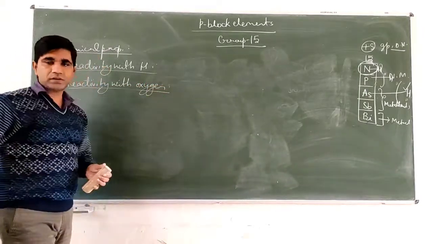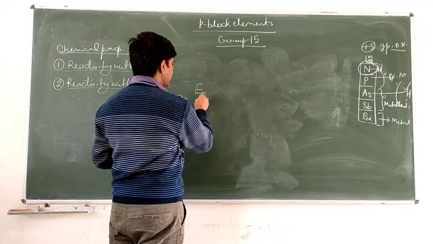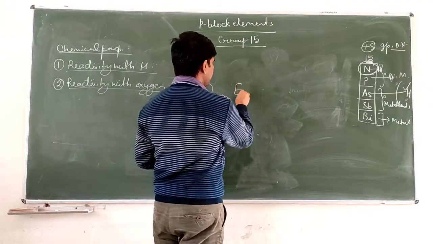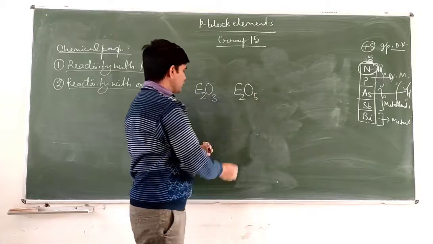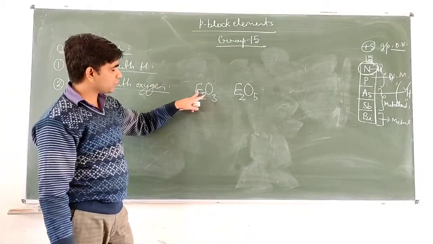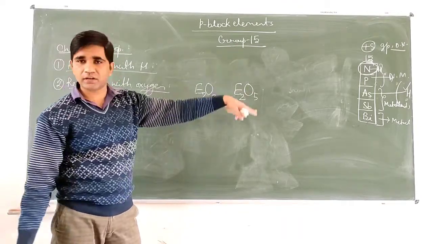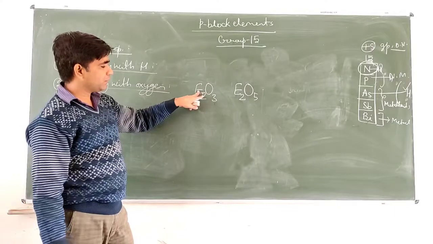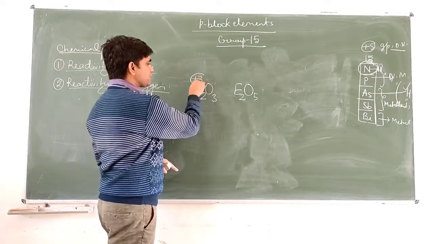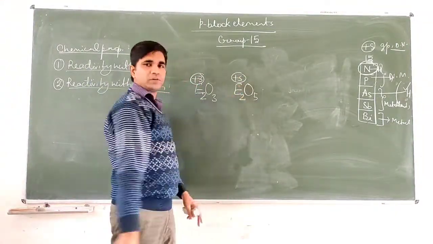Reactivity with oxygen: they will form two different kinds of oxides. First is E2O3, the second is E2O5. The oxidation number of the element in these oxides, where the element is any member of group 15, is +3 in the first and +5 in the second. Clear?